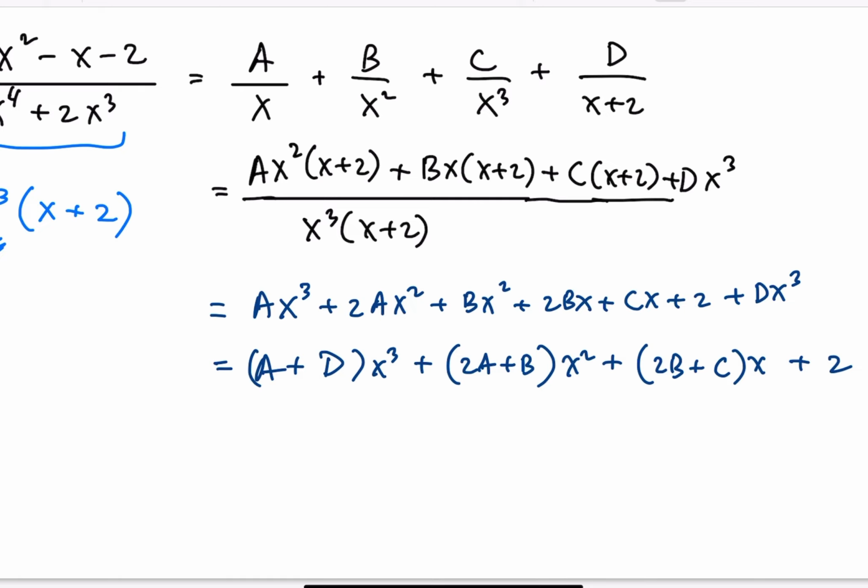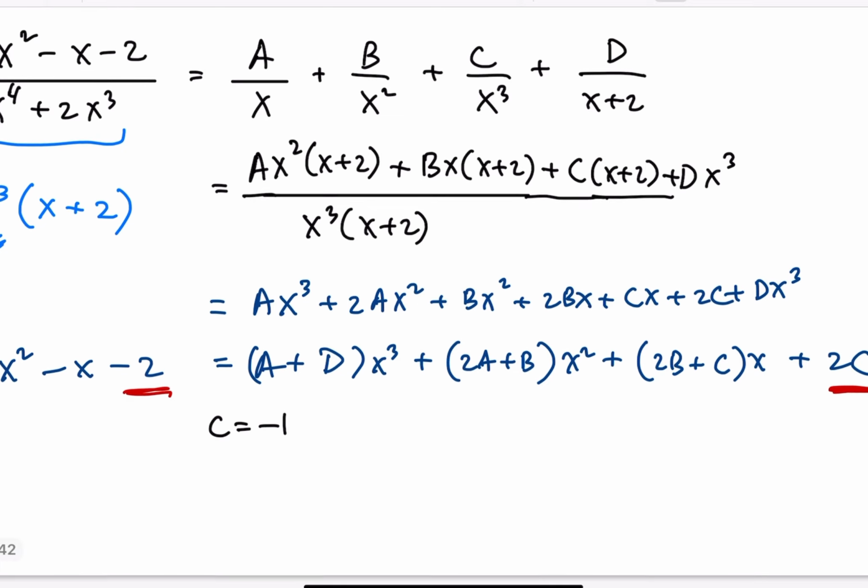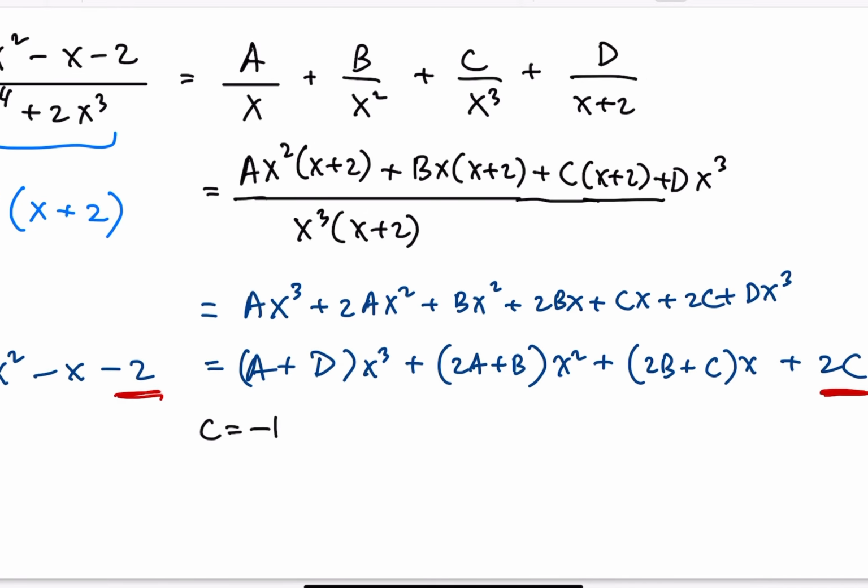Wait, I think I forgot something here. Cx plus 2 plus 2c. Oh, this is plus 2c, sorry, plus 2c. Okay. So 4x squared minus x minus 2. Minus 2 is 2c, so c is negative 1. And minus x is 2b plus c x, so 2b plus c is minus 1. So b is 0. Okay, b is 0.